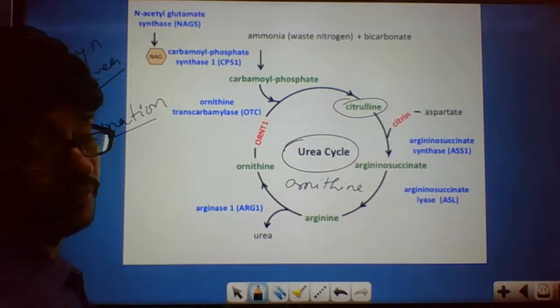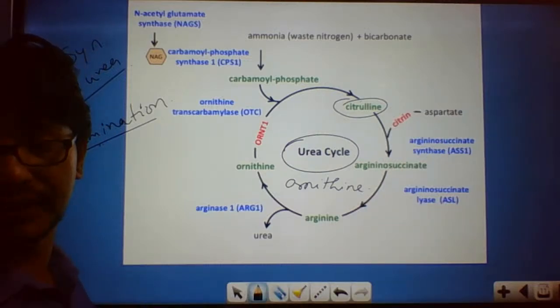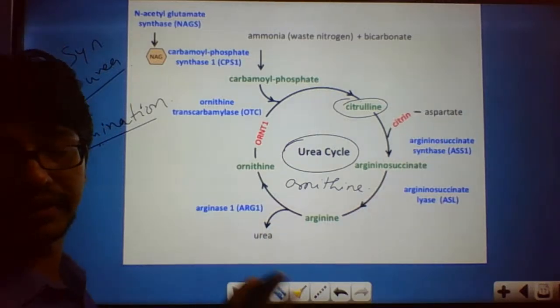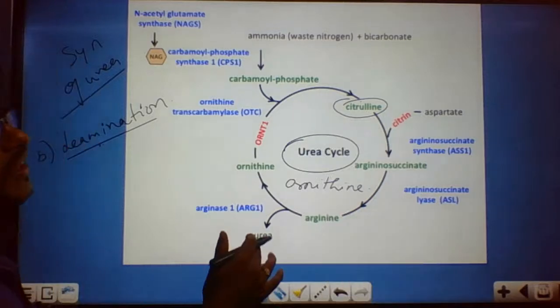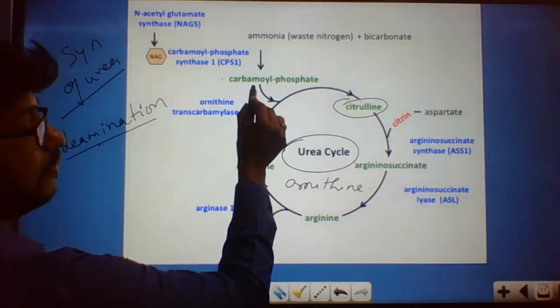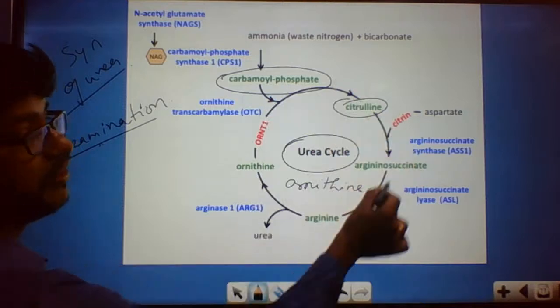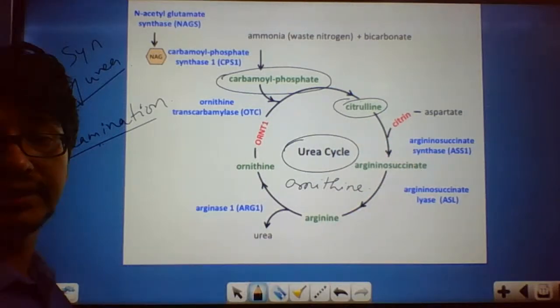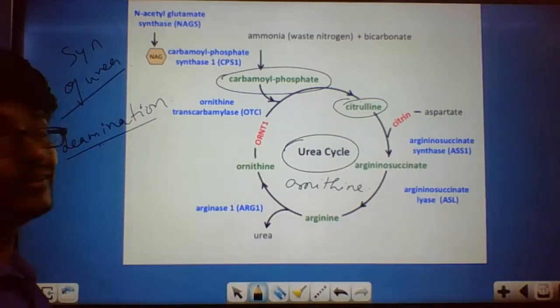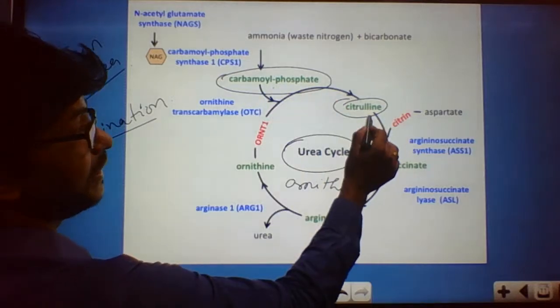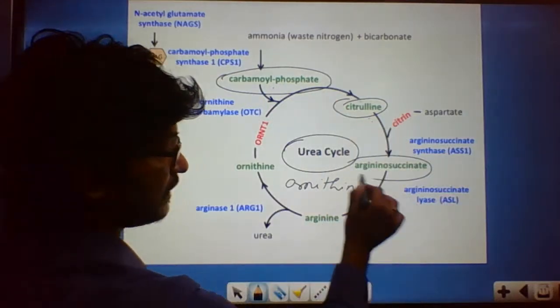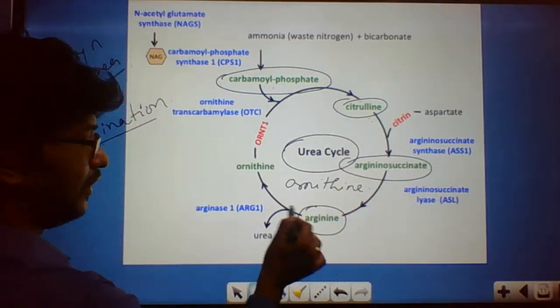Sometimes questions ask you to arrange the stages in a sequence. You do not have to memorize everything in the cycle, just remember the stages. Look only at the green part. In green, for example, the first is carbamyl phosphate. Note down the sequence, because sometimes questions come from the ornithine cycle, asking you to arrange it in sequence. So carbamyl phosphate, then citrulline, then argininosuccinate, then arginine, then urea is getting formed.